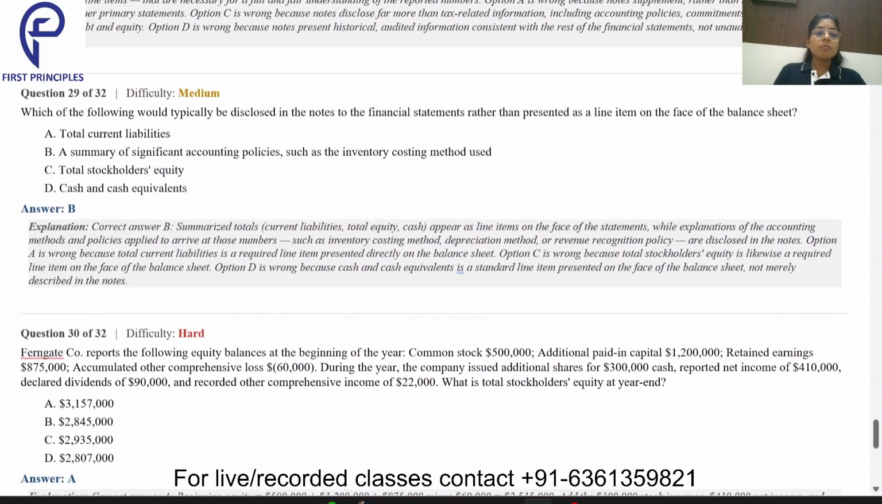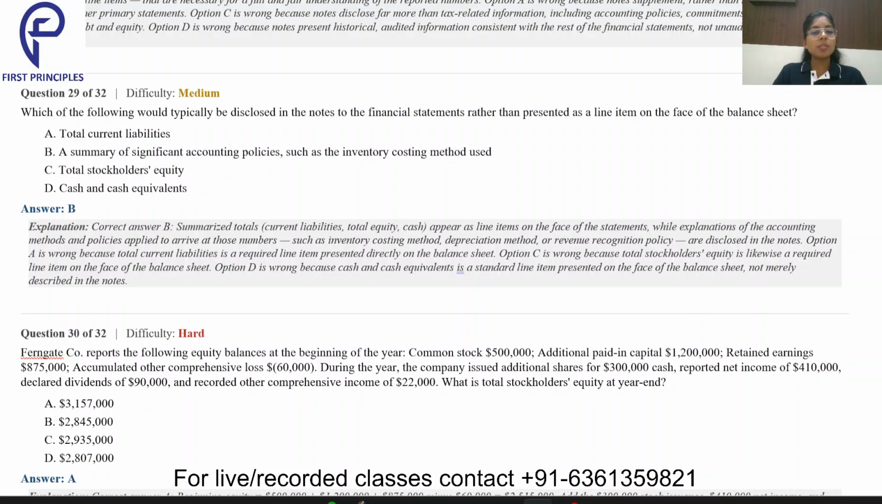Question 29. Which of the following would typically be disclosed in notes to financial statements rather than presented as a line item on the balance sheet? That is, the question is clearly saying which of these should typically be disclosed in the notes to financial statements rather than presented as a line item of the balance sheet. So whatever will be a balance on the balance sheet will not be our correct answer. Will current liabilities be a part of my balance sheet? Yes. So again, this is not the correct answer.